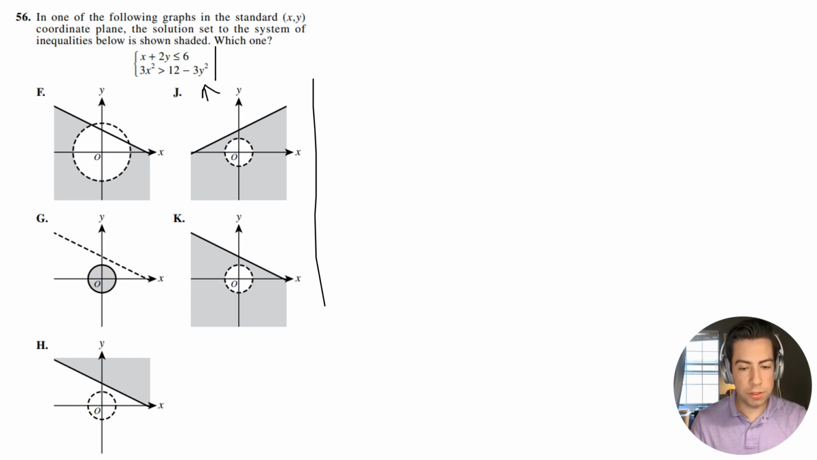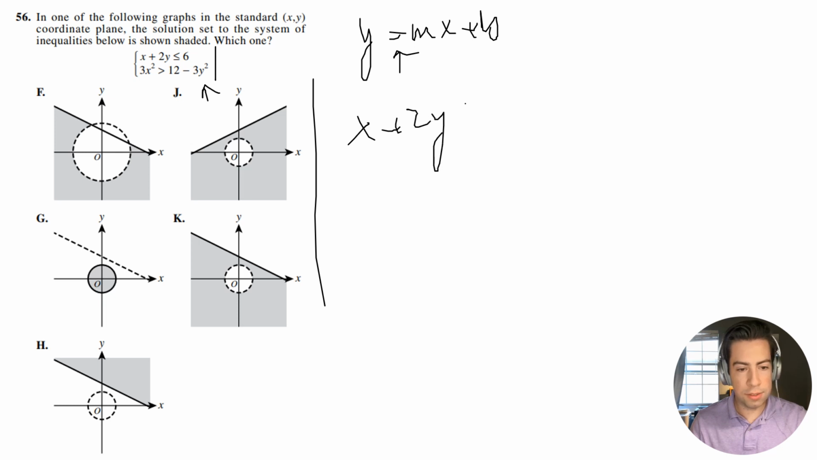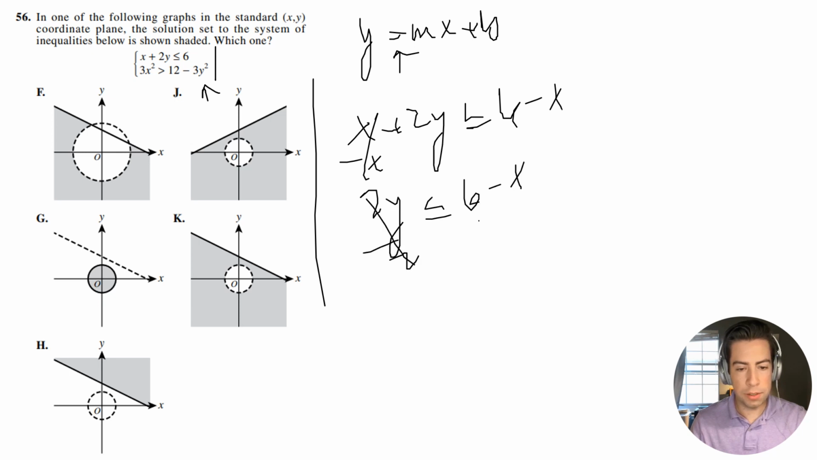So what I'm going to do here is get these set up in the form y is, well, it's typically y equals mx plus b, but again, we're not dealing with the equal sign, we're dealing with inequality, so it would be greater than or less than, right? Okay. So let's start with the first one. x plus 2y is less than or equal to 6. So I want to subtract x from both sides. I now have 2y is less than or equal to 6 minus x. I will then divide by 2. And I will be left with y is less than or equal to negative x over 2 plus 3.